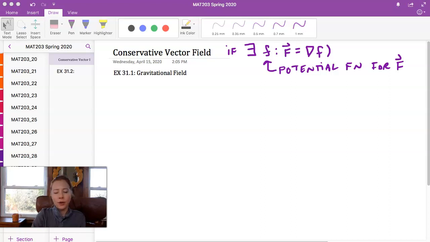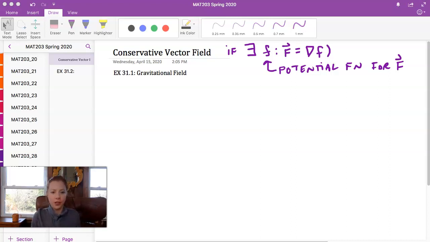I was originally going to do these two lectures as one, but I started to lose focus and now I'm splitting them into two. So let's keep going, looking at a conservative vector field.